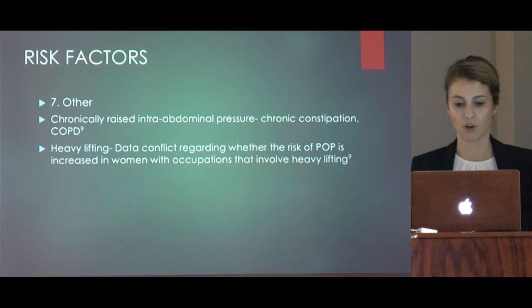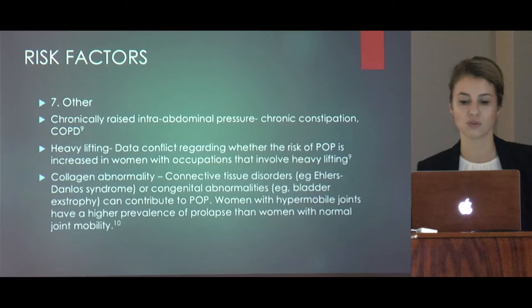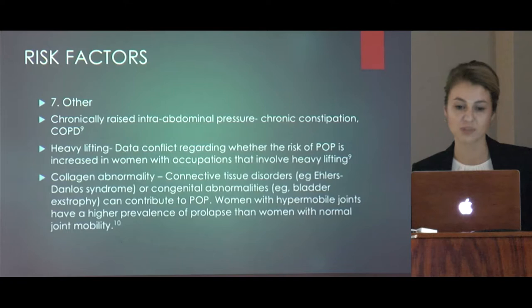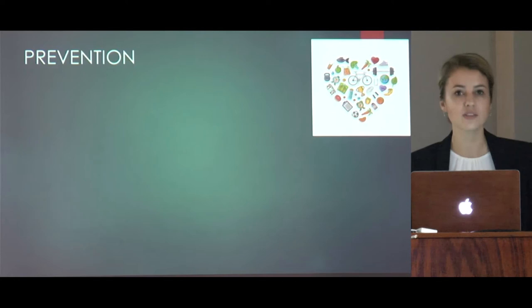So connective tissue disorders like Ehlers-Danlos syndrome or congenital abnormalities like bladder exstrophy can contribute to prolapse. And women with hypermobile joints have a higher prevalence of prolapse than women with normal joint mobility. So if we know the risk factors, we can obviously attempt to prevent prolapse.